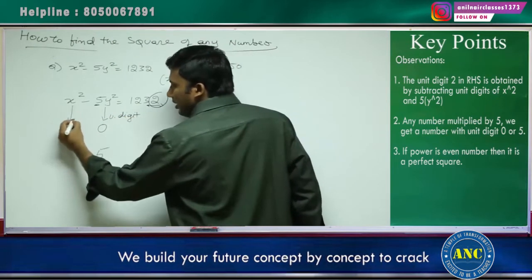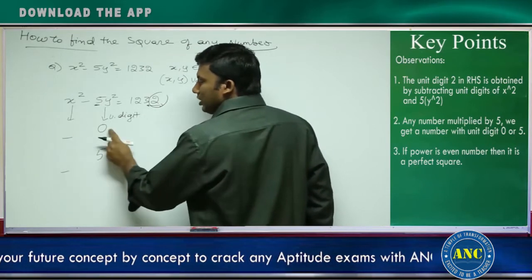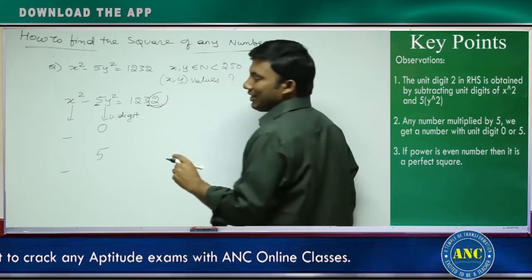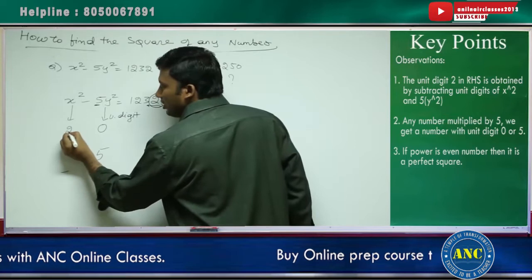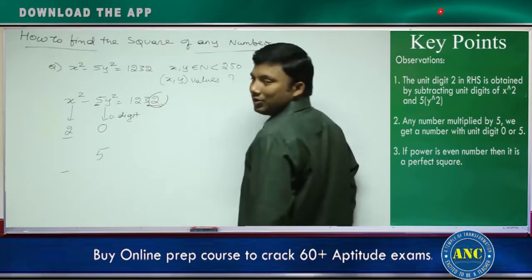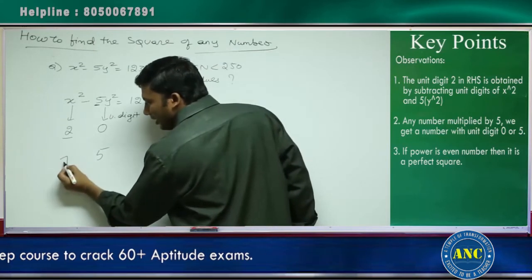The x square unit digit we don't know. So something minus 0 is giving me 2. The only reference point here is the unit digit. So something minus 0 is 2. What should the x square unit digit be? 2, because 2 minus 0 only gives you 2. Something minus 5 is 2. What should the x square unit digit be?